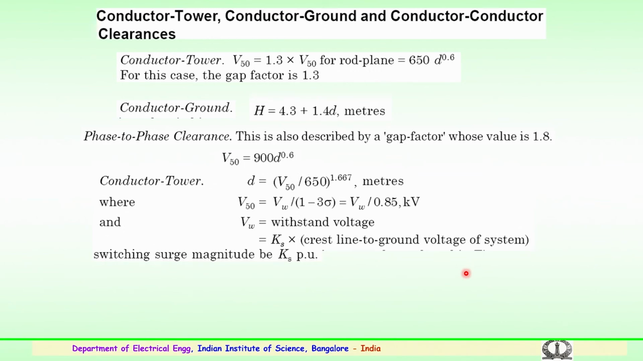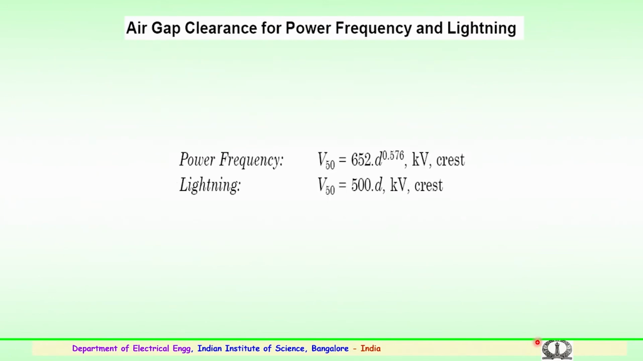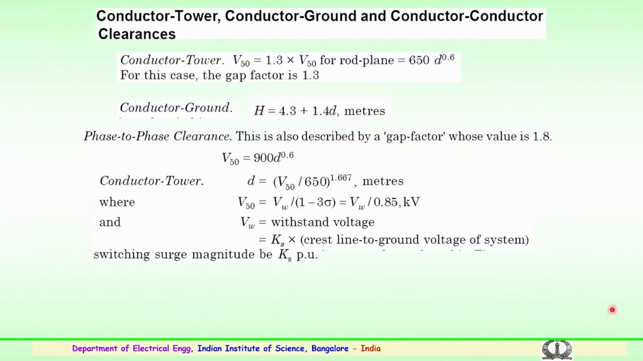So, this has to be clearly understood for the clearances while estimating for various voltage levels and various tower configurations. So, what is the air gap which is required to be maintained? That was for the switching surges which we looked at here. These formulae are for the switching surges.